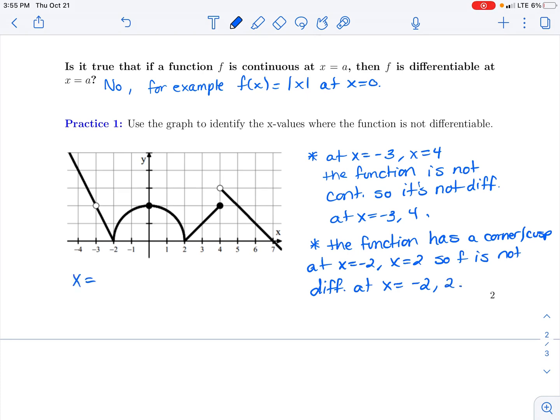So the final answer that you should have is -3, -2, 2, and 4 are all the x values where the function is not differentiable.